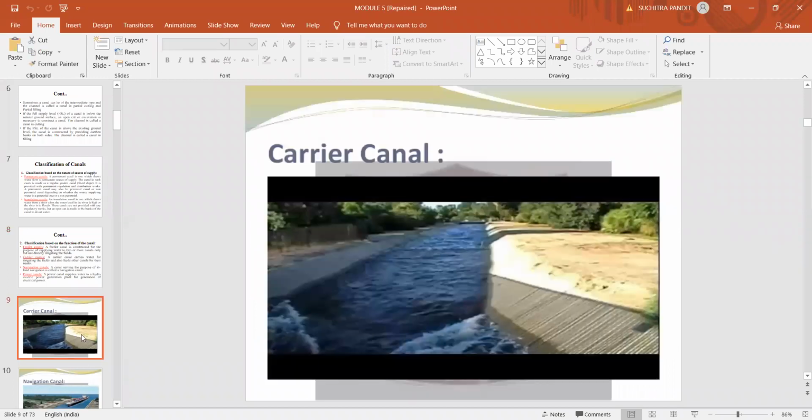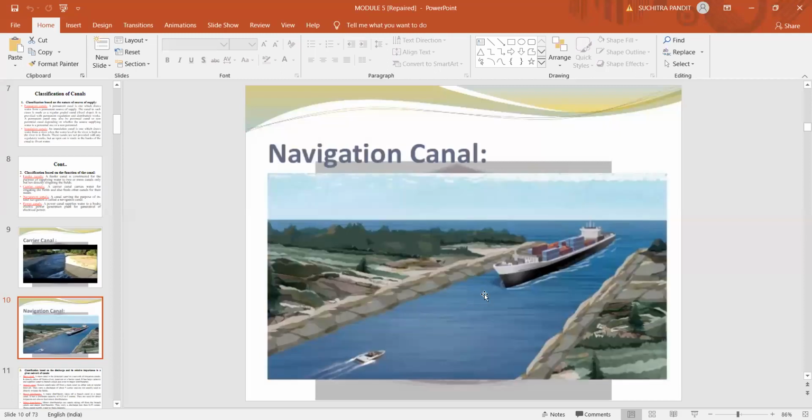Now these are some pictures which show the typical cross section of the canal. These are the side slopes, and that is the bed of the canal. Water is flowing through the canal, and there is the full supply level, above which you have a freeboard. Here you can see some canals are used for navigation purposes to transport goods from one place to another through the canal system, which is known as a navigation canal.